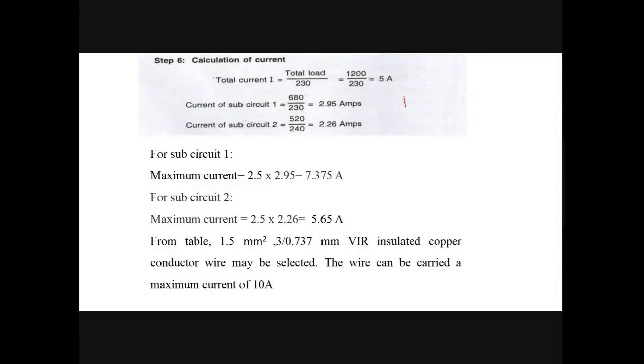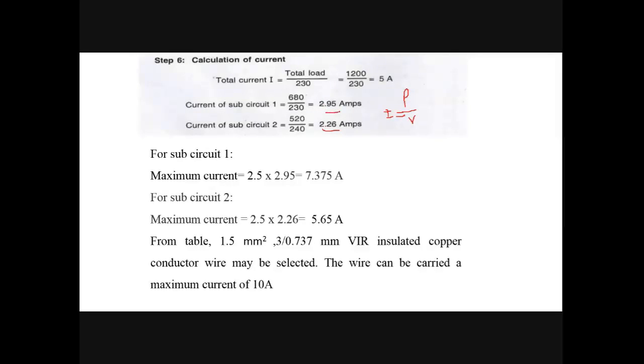Obviously the formula is very simple. P divided by V is the formula to find out the value of current used for a particular load. The power rating we have already calculated. So 680 divided by 230, which comes as 2.95 amperes. For the subcircuit 2, P divided by V, that is 520 divided by 240, it comes as 2.26 ampere.